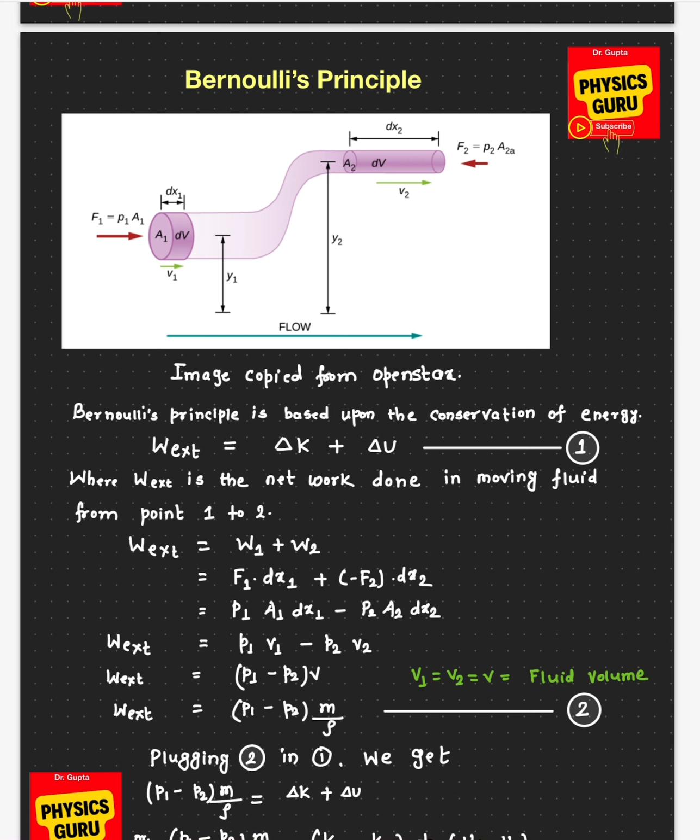So now the goal is to find out how much work is done in moving a tiny segment of fluid, of volume delta V, from point 1 to point 2. The total external work done is equal to the work done at this point and at this point, W1 plus W2, because there is a force on each end here. So let's find the amount of work done.